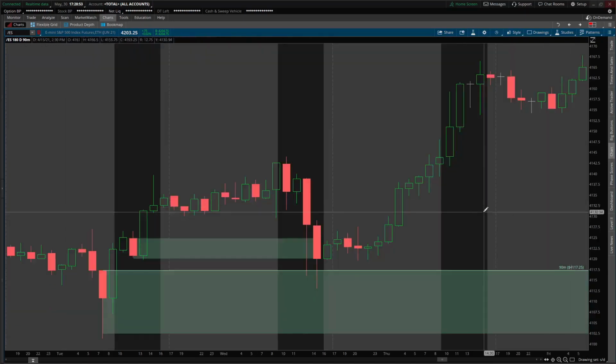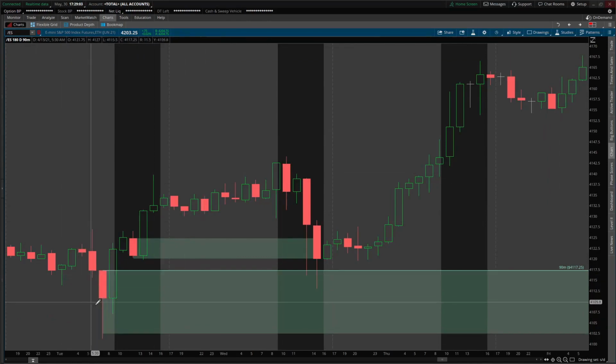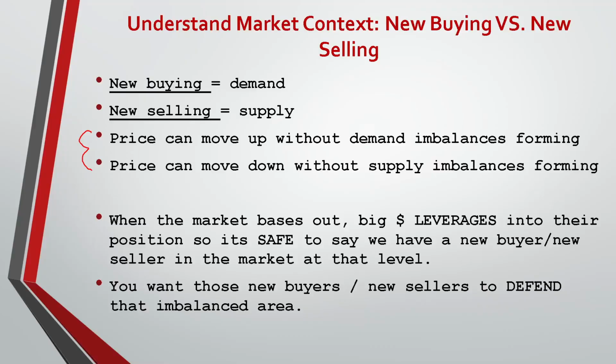When the market is in equilibrium, it's very easy to leverage into a large position in hopes for a move up or in hopes for a move down. Obviously, we have a red basing candle right here, a drop, a base, and a rally. So that would suggest demand, and we have new buyers in that area. So when the market then does come back to test that imbalance, you want those new buyers, you want those new sellers to defend that imbalanced area.